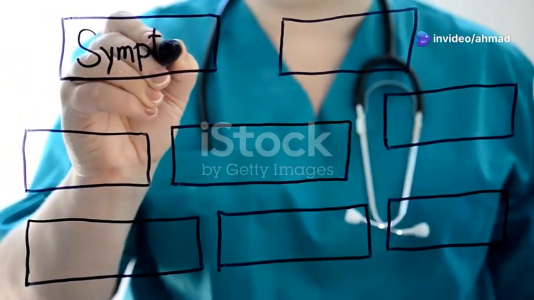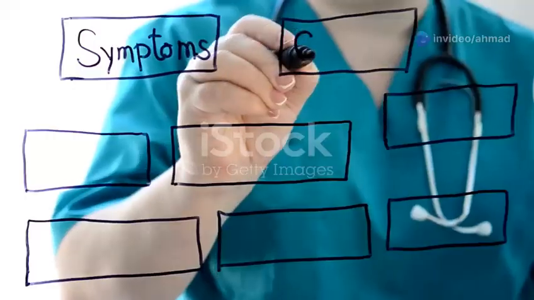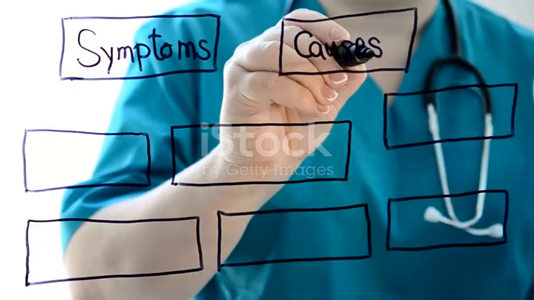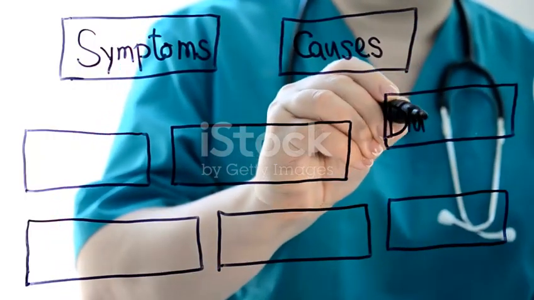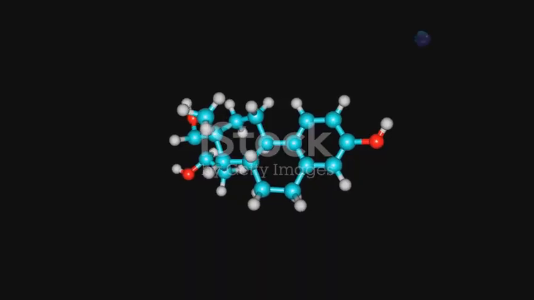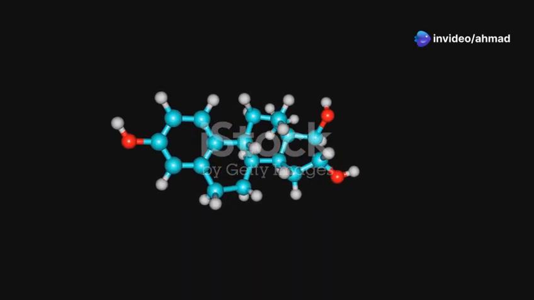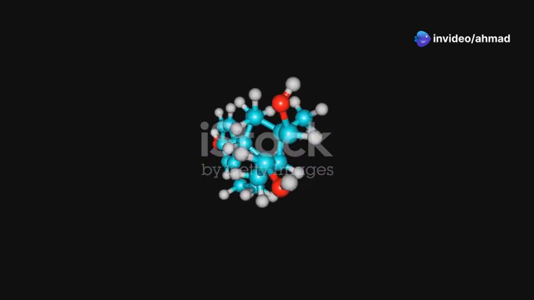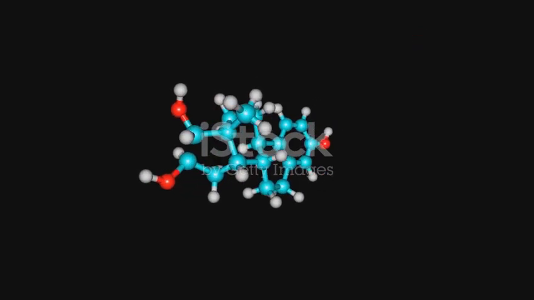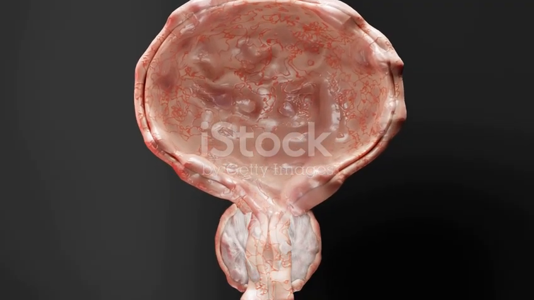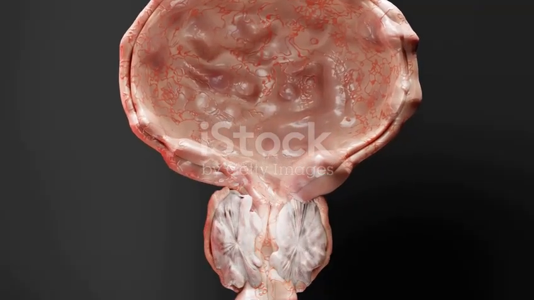The causes of hyperplasia are diverse and can be broadly categorized into hormonal imbalances, genetic mutations, and chronic irritation or inflammation. Hormonal imbalances are a major contributor to hyperplasia. For instance, an excess of estrogen can lead to endometrial hyperplasia and some types of breast hyperplasia. Similarly, an imbalance in androgens can contribute to BPH.